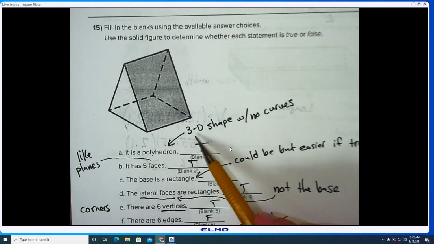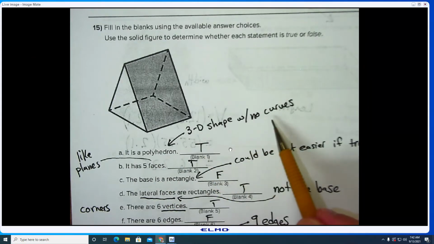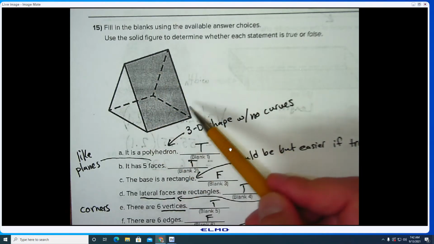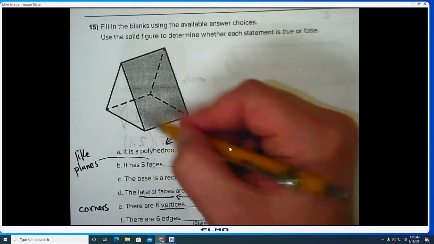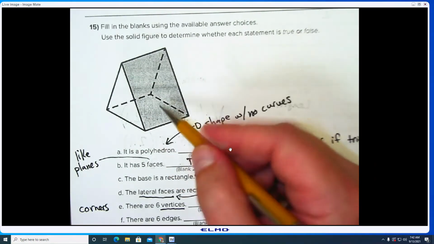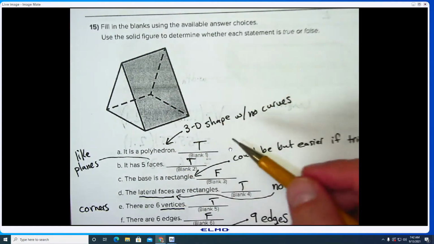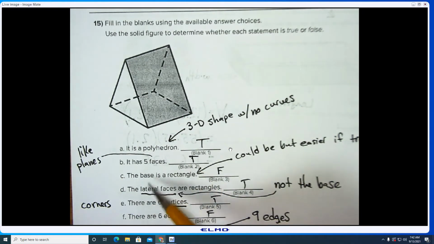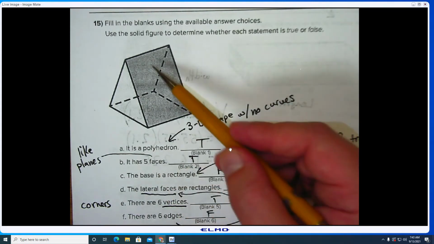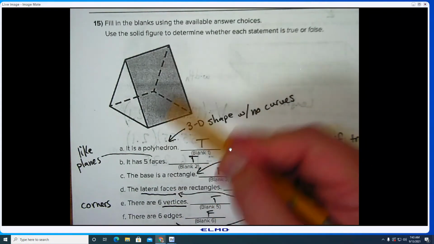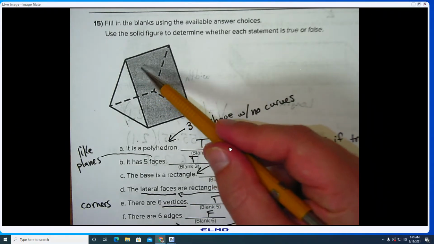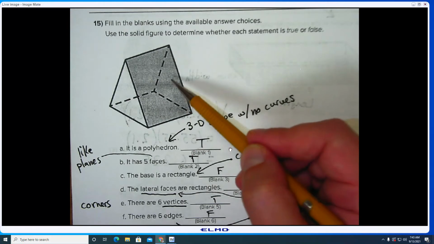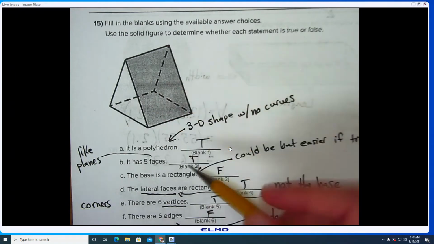Polyhedron is a three-dimensional shape with no curves. That's the easiest way for me to think about it. So do you see any curves on this shape? No, so it is a polyhedron. It's like flat edges, flat planes for sides, that kind of stuff. It has 5 faces. A face is a plane. So we have the dark plane right here, 1, the next plane, the triangle, 2, the bottom 3, the front and the back, 4, 5. 5 is correct.